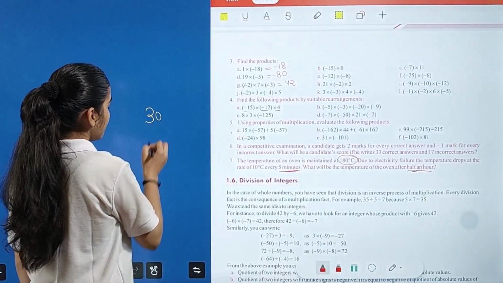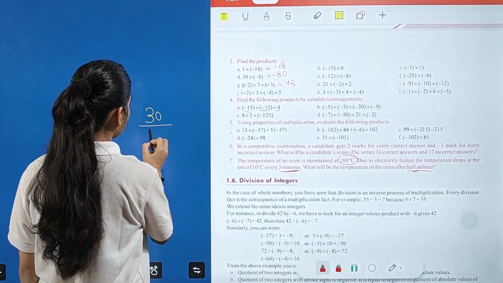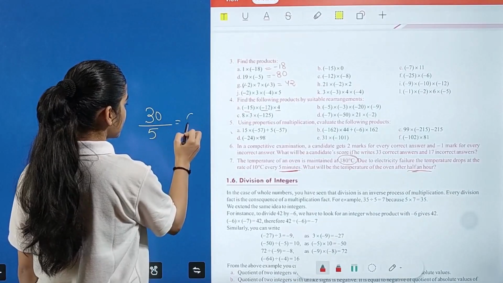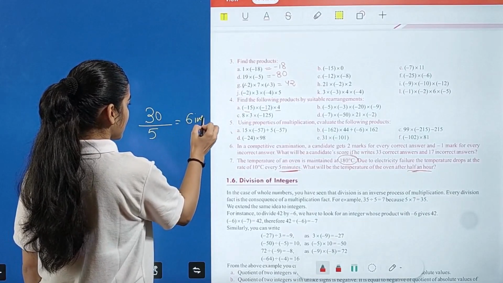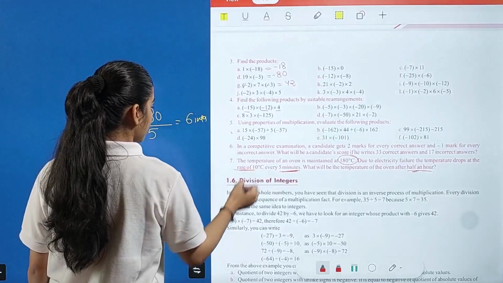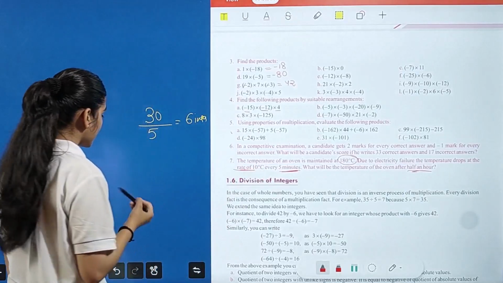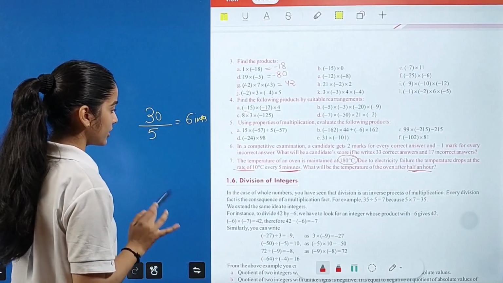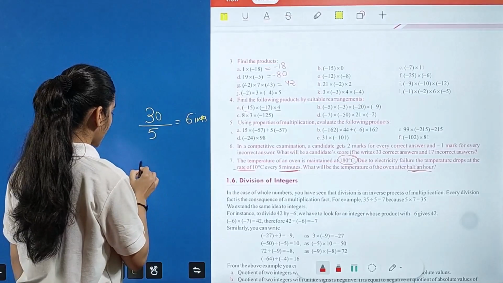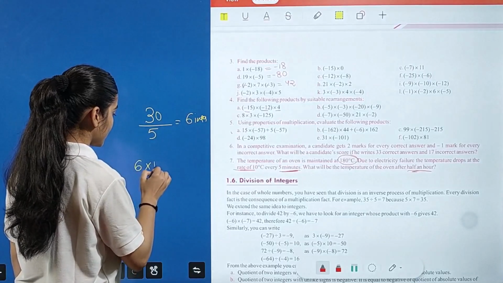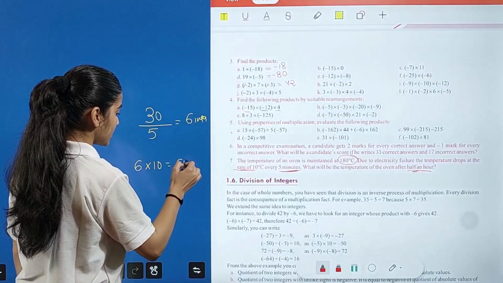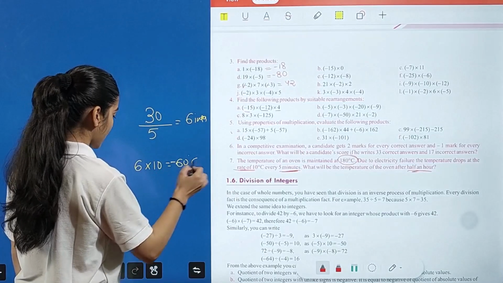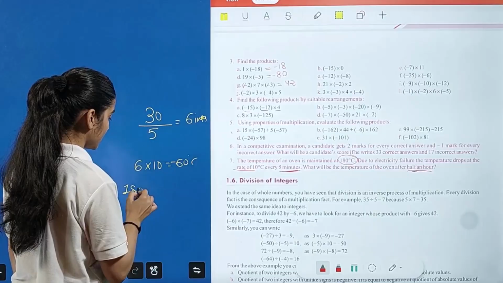So 30 divided by 5 means we have 6 intervals. 6 times your temperature drops, because every 5 minutes it drops at the rate of 10 degrees Celsius. Now we have to multiply 6 by 10. It means 60 degrees Celsius in minus. We have total temperature as 180 minus 60.